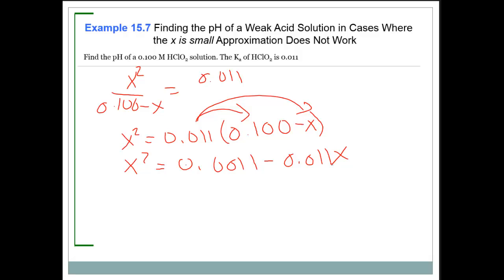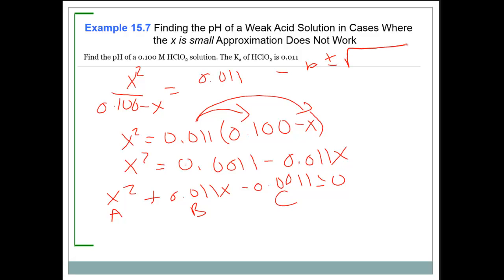And we're going to rearrange the equation to solve for 0. So in our quadratic equation, this will be our A, this will be our B, this will be our C. If you've forgotten what the quadratic equation is: negative B plus or minus the square root of B squared minus 4AC, over 2A.